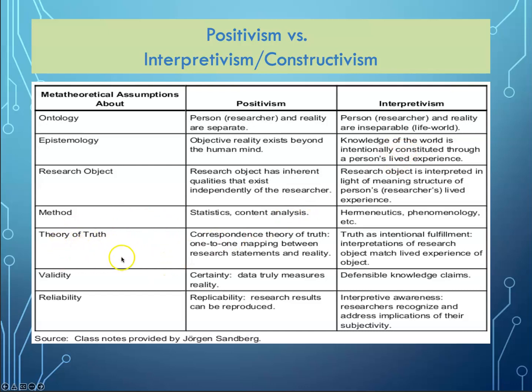I think theories of truth are interesting as well, because under positivism, the correspondence theory of truth is a one-to-one mapping between research statements and reality. So if the research says it is so, it is so. That is how truth is arrived at. It is arrived at through objective investigation, so that we can make a judgment about whether something is truth or not, reality or not. In the case of interpretivism, truth is seen as intentional fulfillment. Interpretations of the research object match the lived experience of the object, so they're very much married to one another, so to speak.